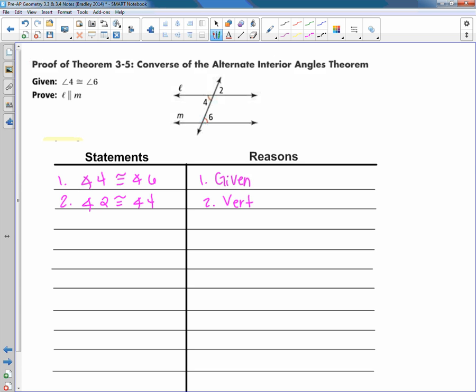Vertical angle theorem. Okay, you probably get more out of just watching and listening. The next thing I want to say from here is what? 2 is congruent to 6. Now, I really can't say transitive the way that I've written it, so I'm probably just going to need to say what? Substitution. Good.